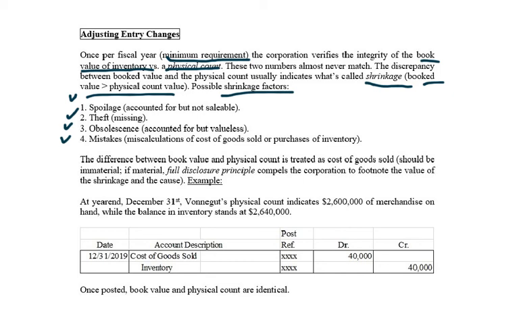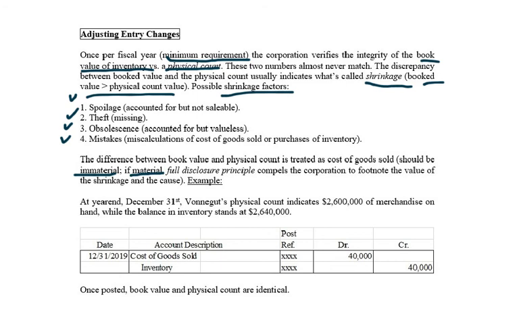All right, so what you're going to do is take the difference between the booked and physical count, and we're just going to treat it as cost of goods sold. Now, the rule here is this should be immaterial. If this is material, in other words, a large amount that has been spoiled or gone missing or even become obsolete, a mistake probably wouldn't be that much of a big deal.